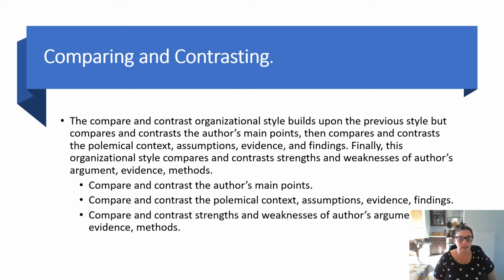So the last one is comparing and contrasting. This is an old school one. You probably did this in high school or grade school, and that's when you're taking the main points, the polemical context, the assumptions, the evidence, and you're comparing and contrasting the weaknesses and the strengths. So it's kind of another take on the second one. You would be not just comparing and contrasting main points or ideas, but also the arguments, the way those arguments are made, and the methods and the way those methods are made.